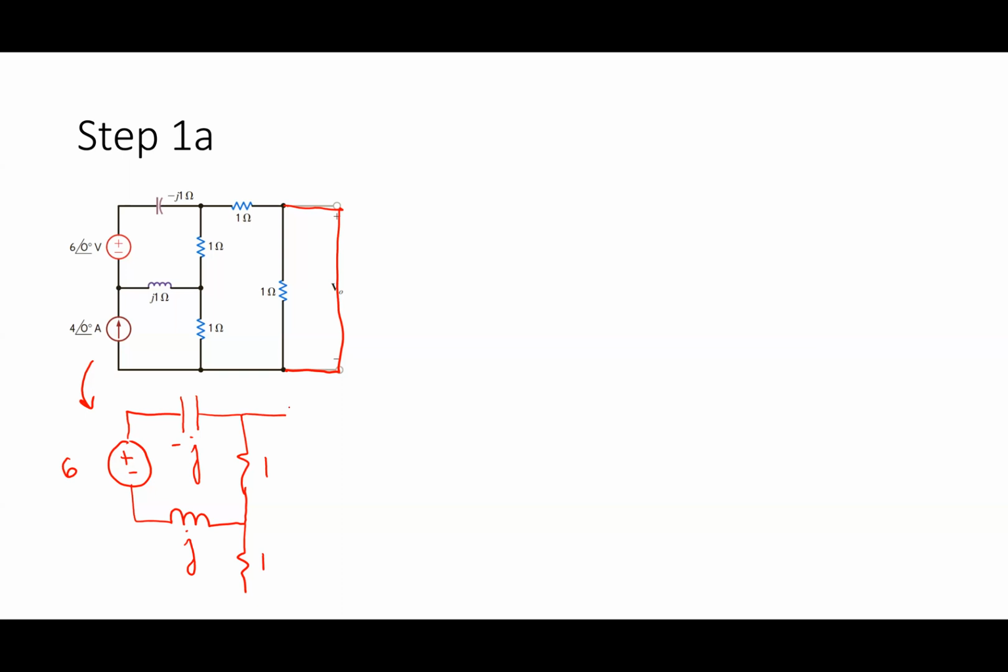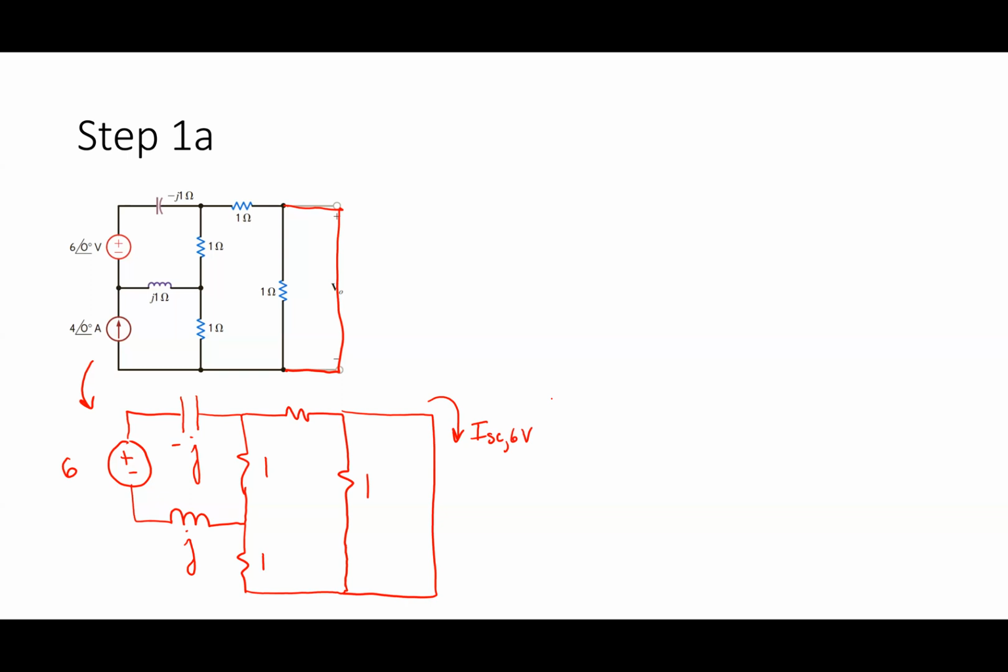And I got another 1 ohm. Got another 1 ohm. I think that's all the 1 ohms in it. And I got a short. All right, now, my job ultimately is going to be to find, in this circuit, I'm going to call this ISC 6 volts. All right, I want to find that current.